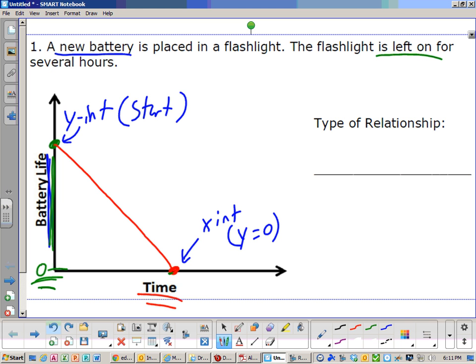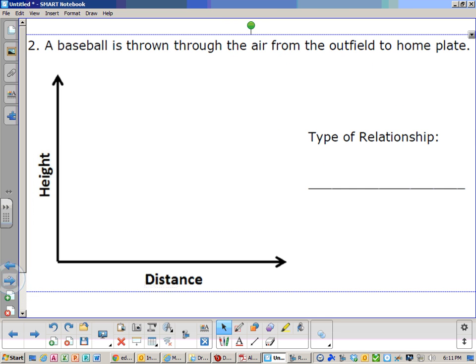What type of relationship is this? Well, this is linear because it's a line, right? Definitely linear because it's a line, and more than that, it's a negative relationship, right? Negative correlation, going down. Look at number 2.